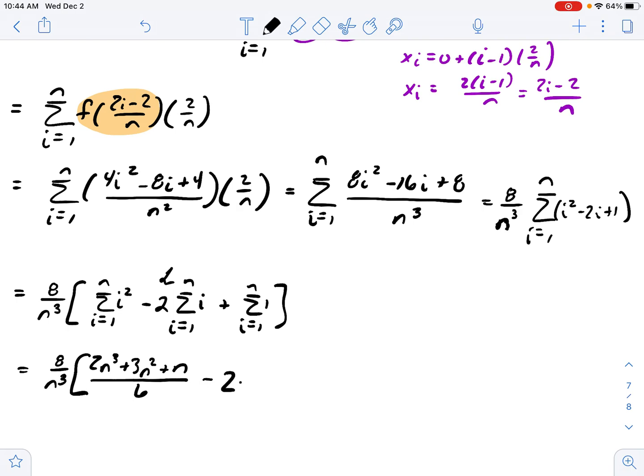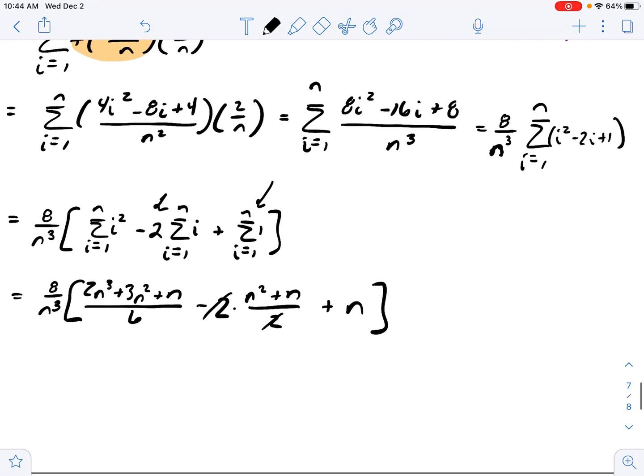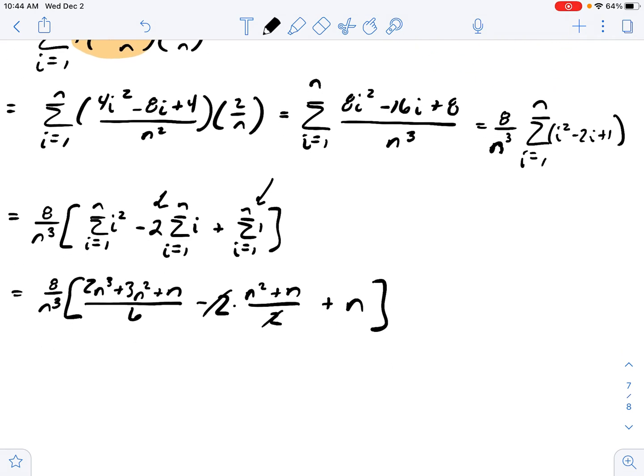Minus, I'm going to keep the 2. And then the summation as i goes from 1 to n of i was n times n plus 1 over 2, or n squared plus n over 2. And those will drop out. And the summation as i goes from 1 to n of 1 is just a constant 1 times n, and that's plus n. Okay? So let's see what we've got here other than a mess.